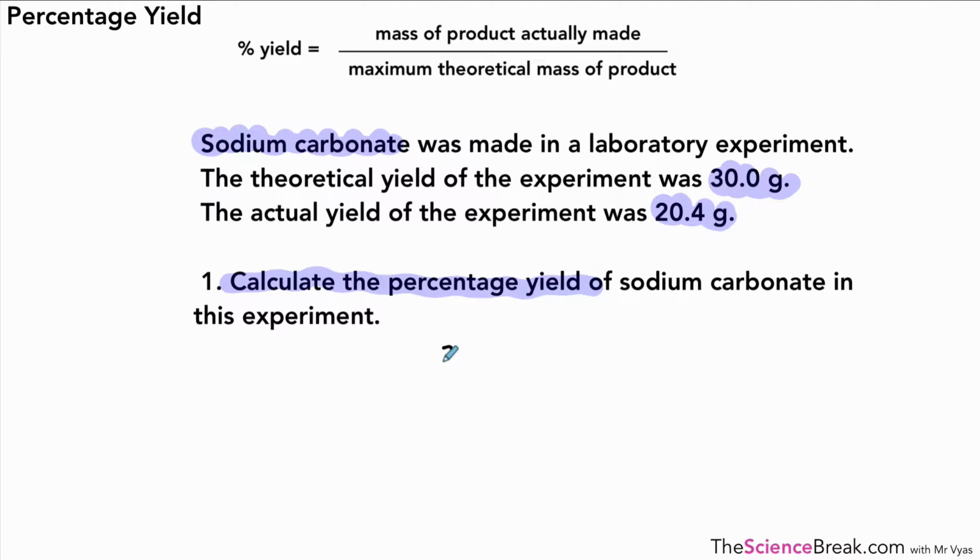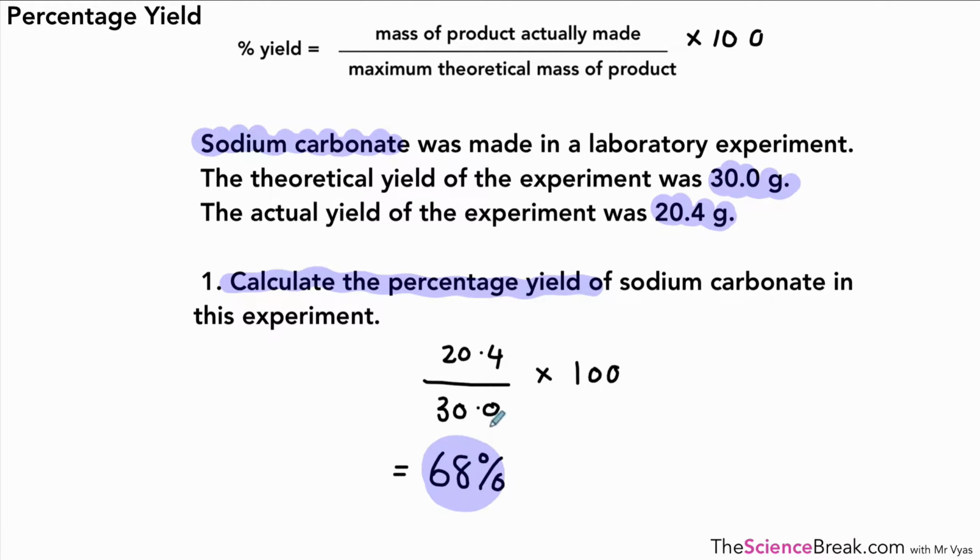That would simply be a case of the actual mass of the product made, which is 24, and the expected, which is 30, times 100. Forgot to add that up there, times it by 100, and that gives us an answer of 68%. So our percentage yield is 68% for this question here.